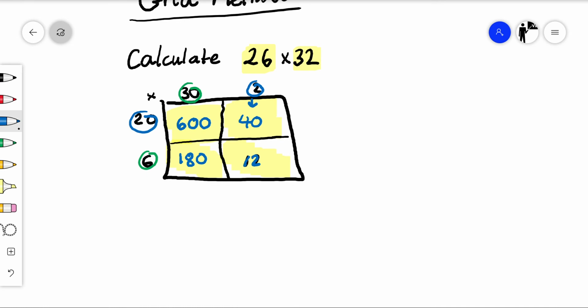So to work out the total area, all I'm going to do is add those 4 values together. I'm going to do 600 plus 180 plus 40 plus 12. That's going to be 13, carry my 1. So my final answer is 832. So we use this strategy when we can't split our number into easier numbers.